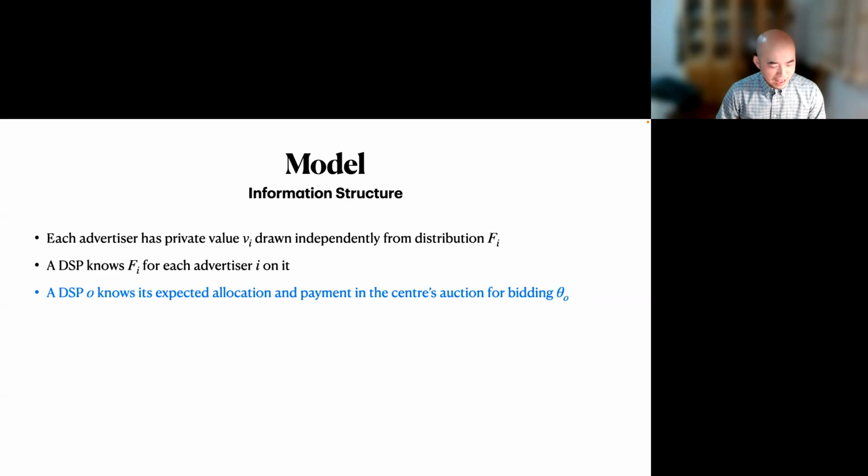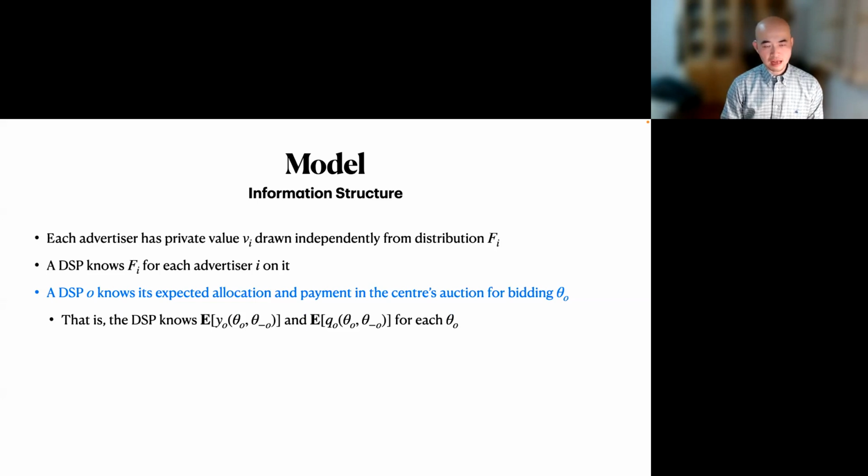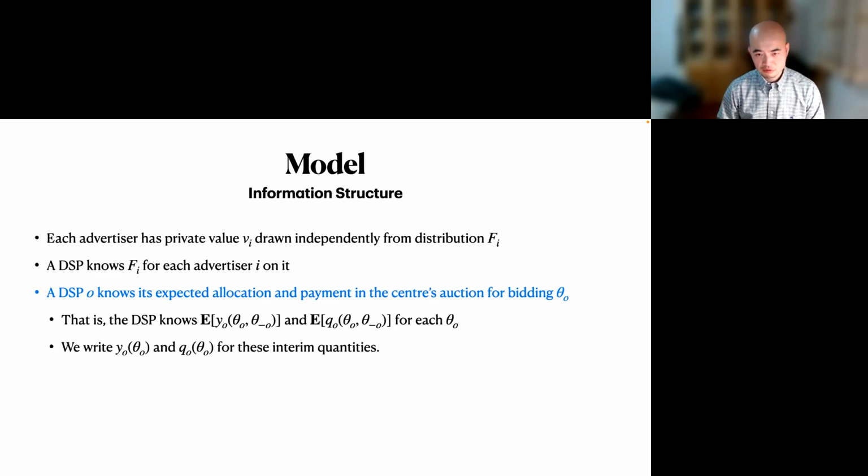A central assumption, which I'm going to elaborate on in the next slide, is that a DSP O knows its expected allocation and payment in the center's auction for bidding theta O. By the expected allocation, I just mean the usual interim allocation and interim payment. So the DSP knows the expected value of YO of theta O, theta minus O, and also the expectation of QO of theta O, theta minus O, for every theta O. I'm going to write YO of theta O and QO of theta O for these interim quantities.